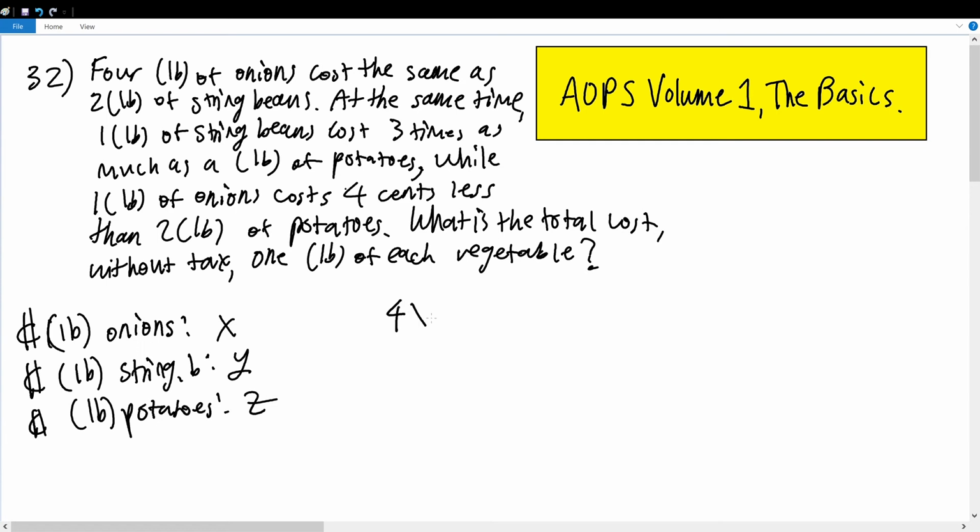4 pounds of onions cost the same as 2 pounds of string beans. Furthermore, at the same time, 1 pound of string beans, so y, must cost 3 times as much as a potato, so 3z. While 1 pound of onions costs 4 cents less than 2 pounds of potatoes. So that means x is equal to 2z minus 4.